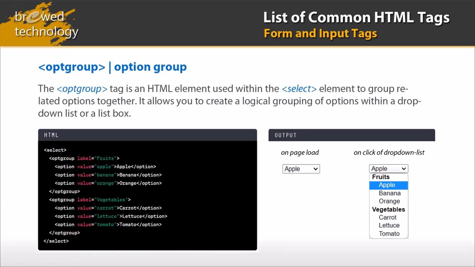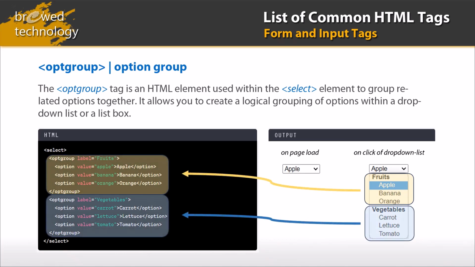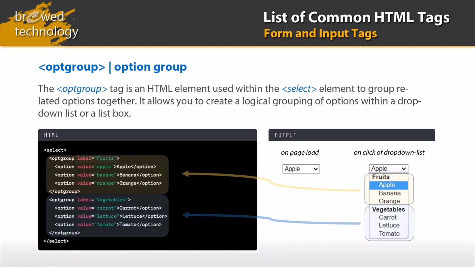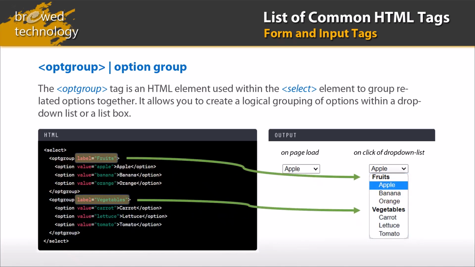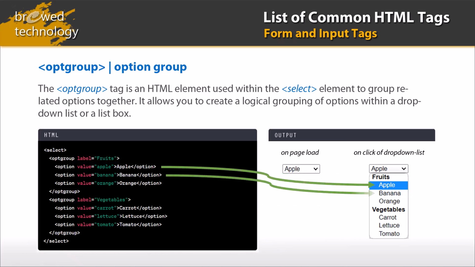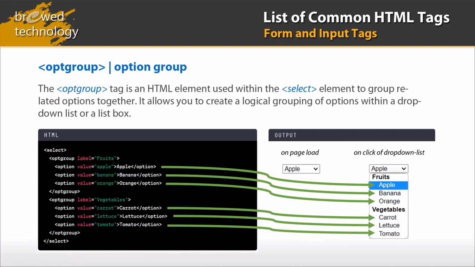The optgroup tag is an HTML element used within the select element to group related options together. It allows you to create a logical grouping of options within a drop-down list or a list box. In our example, we have a drop-down list with two groups, fruits and vegetables. The optgroup tag is used to create these groups. Each optgroup element has a label attribute that specifies the name of the group. Within each optgroup, we have individual option elements representing the options within that group.